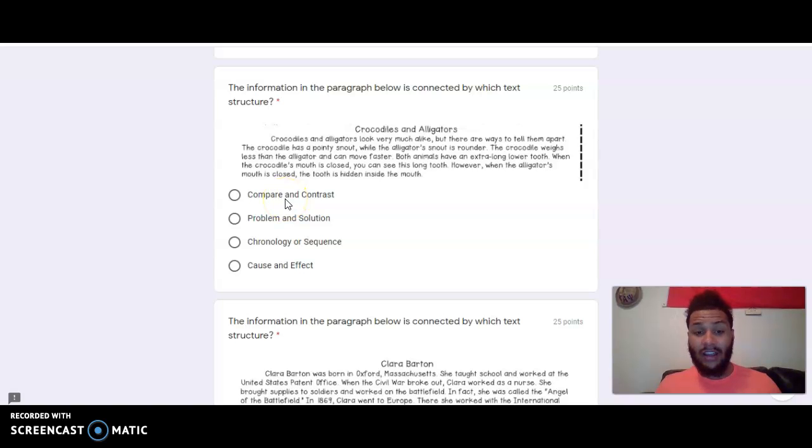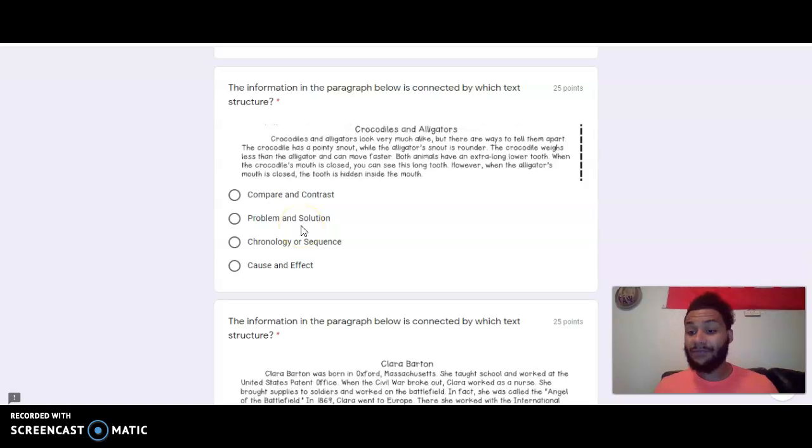So is this showing us comparing and contrasting, problem and solution, chronology or sequence, or cause and effect? Well, I can go through and eliminate my answers, right? Compare and contrast is telling me when something is similar or different. Throughout, it tells me that they look a lot alike, but the crocodile has a pointy snout, the alligator has a round snout, the crocodile weighs less than the alligator. Those are comparing and contrasting two things so far. So that's a good answer so far.